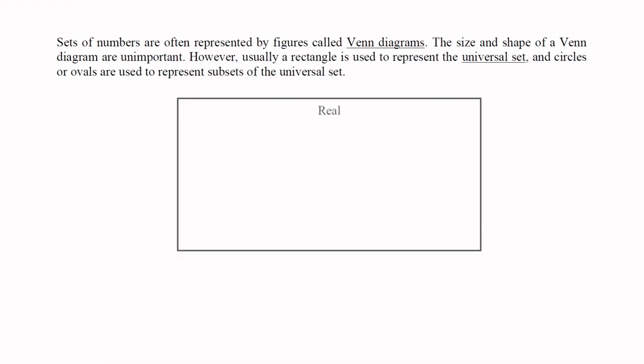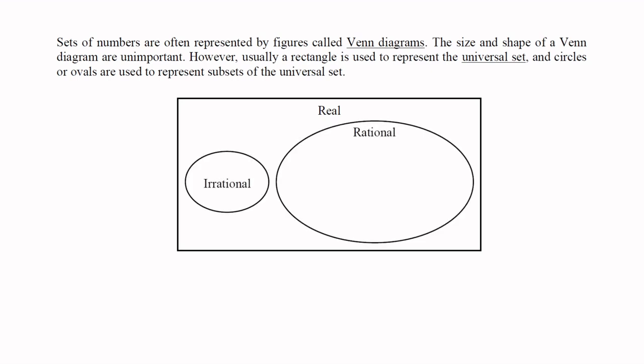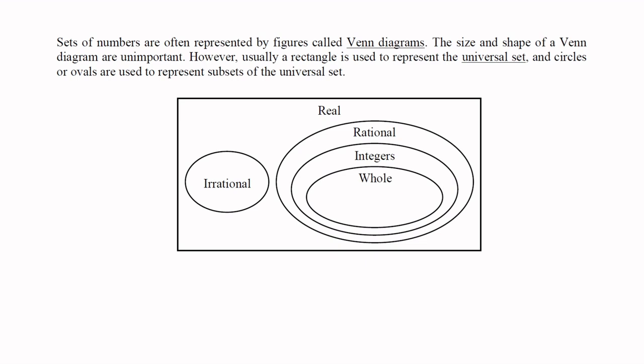So let's take a look at the set of real numbers. This is my universal set for what we're talking about here. Okay? All real numbers can be divided into irrational numbers and rational numbers. Those are our two classifications of real numbers. Now, within the rational numbers, we can have a subset of integers. Okay? Remember, integers are all your rational numbers that have a denominator of 1. Within the integers, we have the whole numbers. So the whole numbers are all the integers except for those that are negative.